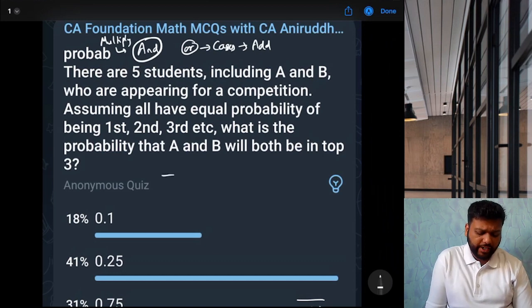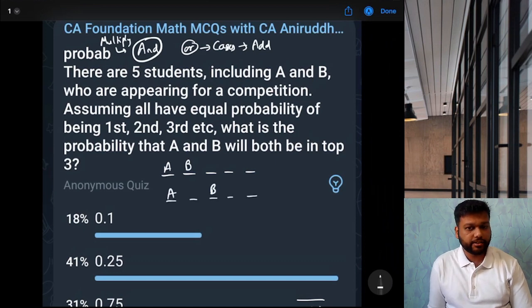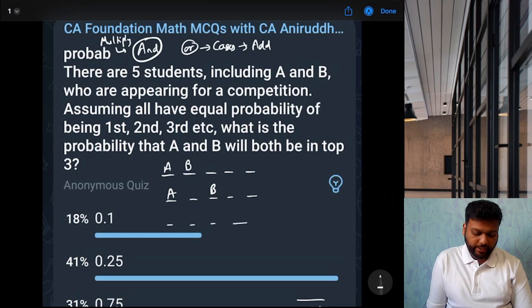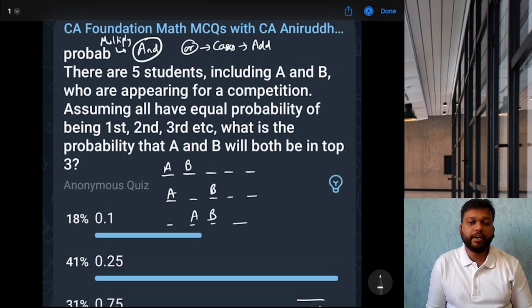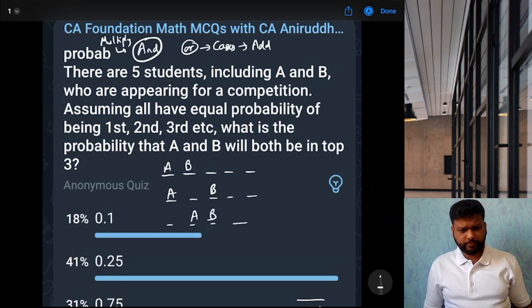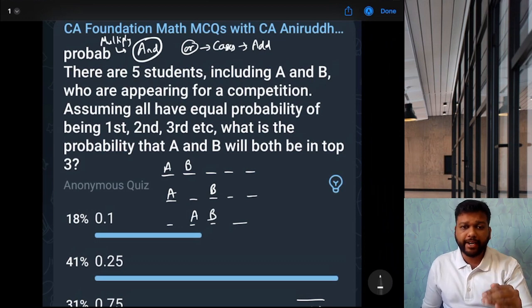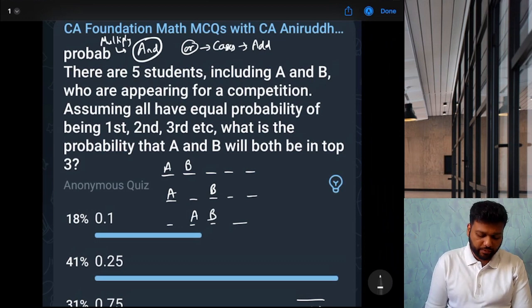So can we design multiple cases? See, it can be like this, A, B and then others. Or it can be like this, A, B and others. Or it can be like this, A, B and others, right? So these are 3 different cases. Let's add these 3. Think about it carefully.